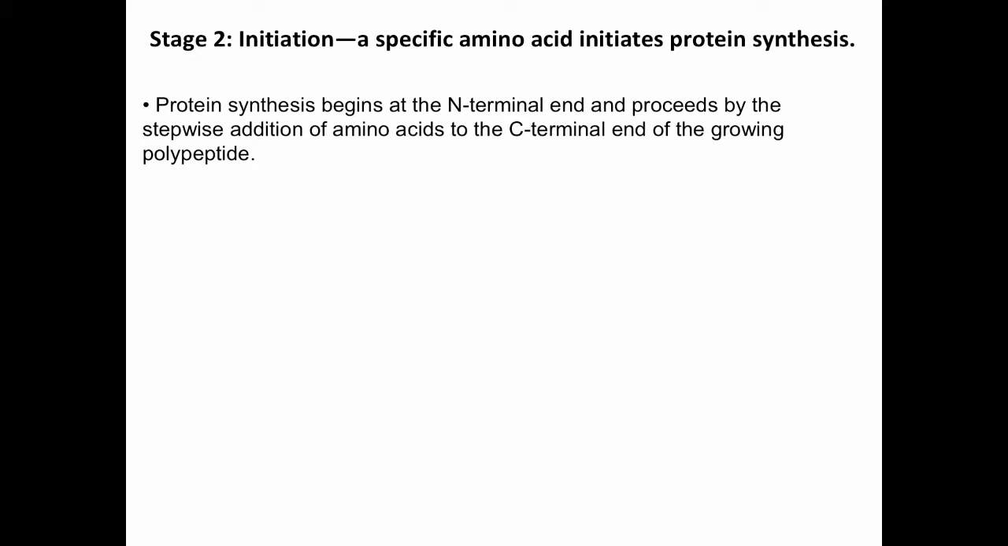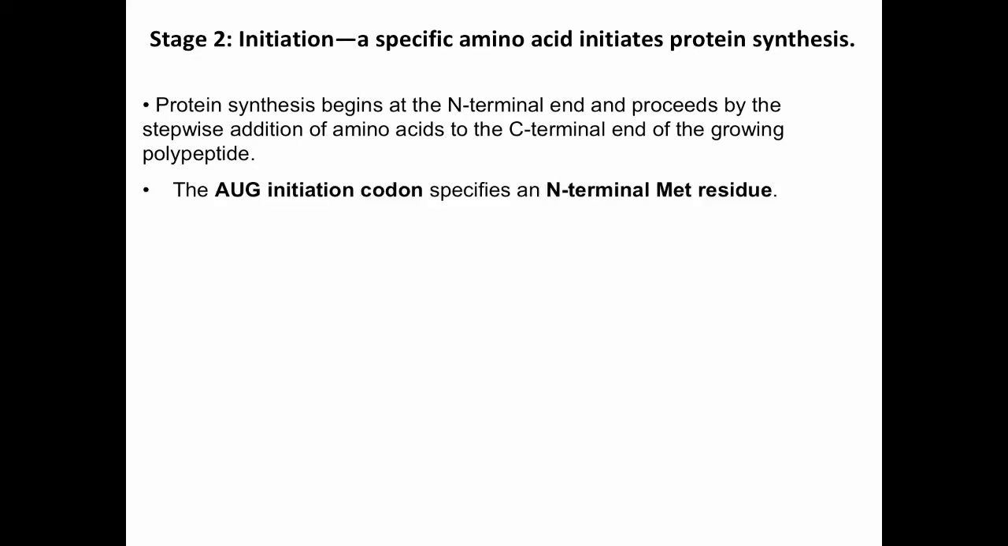In terms of initiation, protein synthesis always begins at the N-terminal end of a protein, and then it proceeds in the stepwise addition of amino acids to the C-terminal end of the growing polypeptide. So it's always growing from N to C. That's different from, if you remember, peptide synthesis in a lab, for those of you who have learned about that. If you do peptide synthesis in a lab, it's in the opposite direction, from C to N.